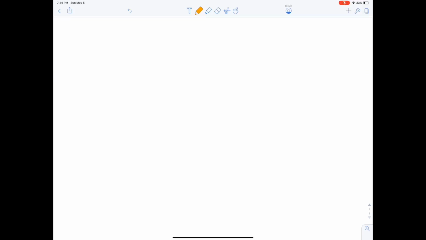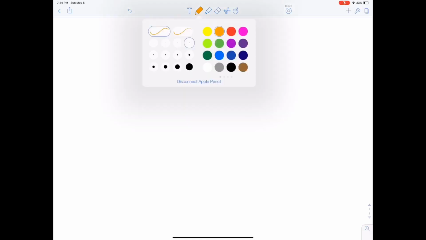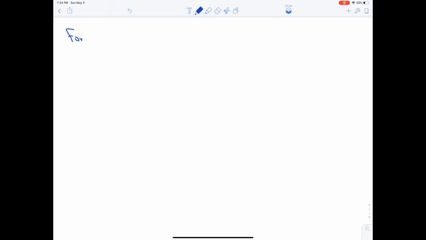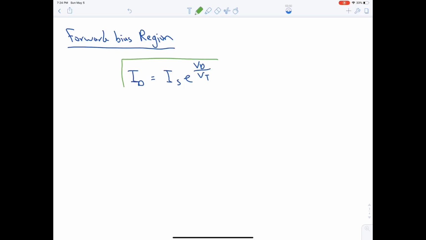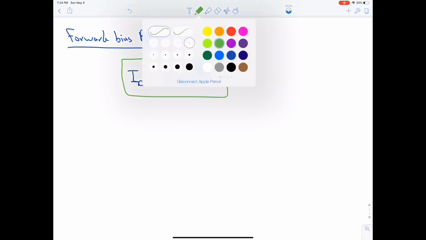Now, when analyzing the forward bias region, there's an approximation for the IV characteristic. For the forward bias region, the behavior is approximated as follows: ID equal to IS e to the power VD over VT. This is to be memorized. ID is the current across the diode.